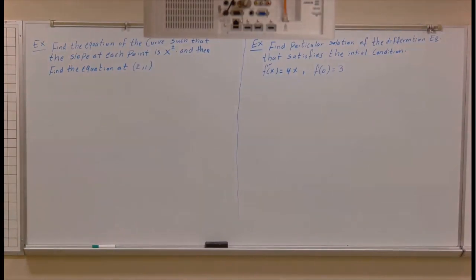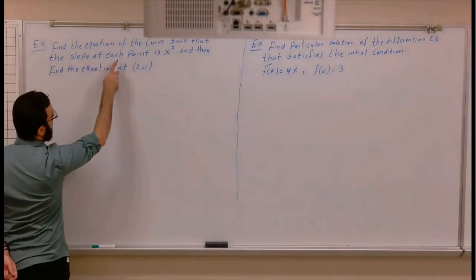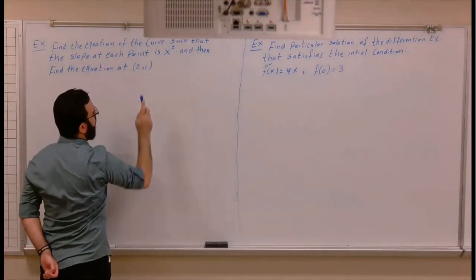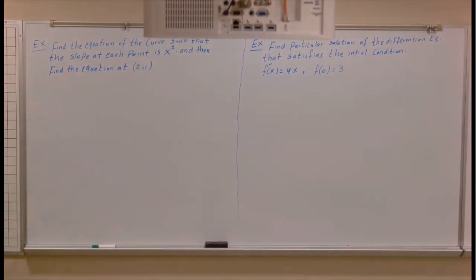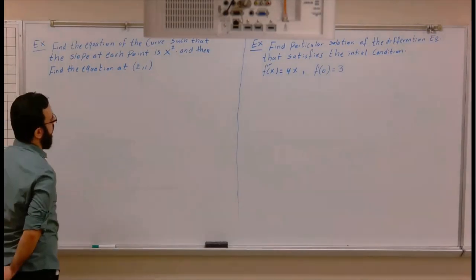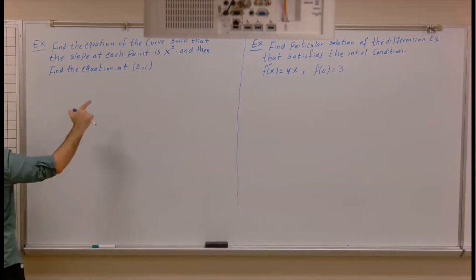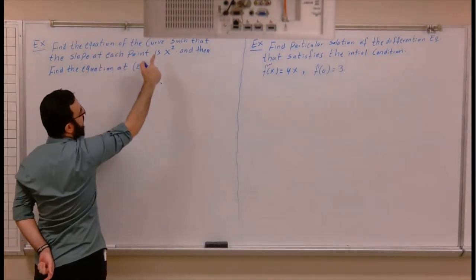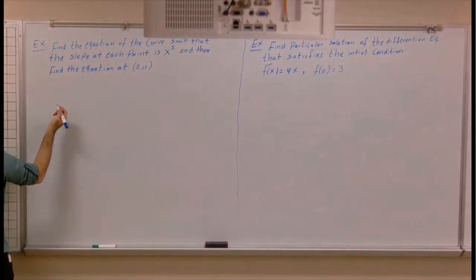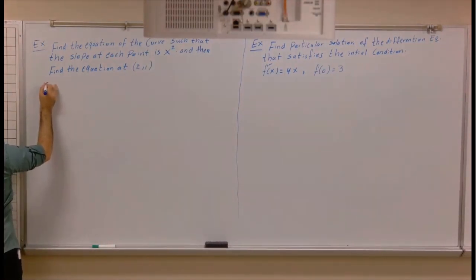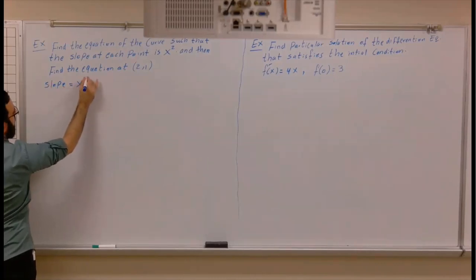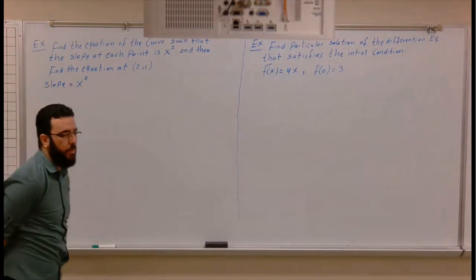Find the equation of the curve such that the slope at each point equals x squared, and then find the equation at the point (2, 1). The first thing they're telling you is that the slope at each point for this curve equals x squared. We already know the meaning of the slope.